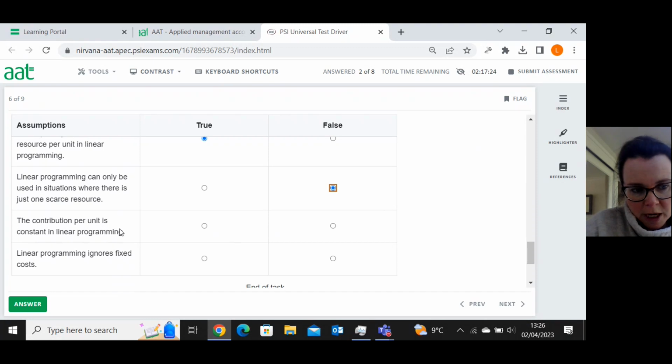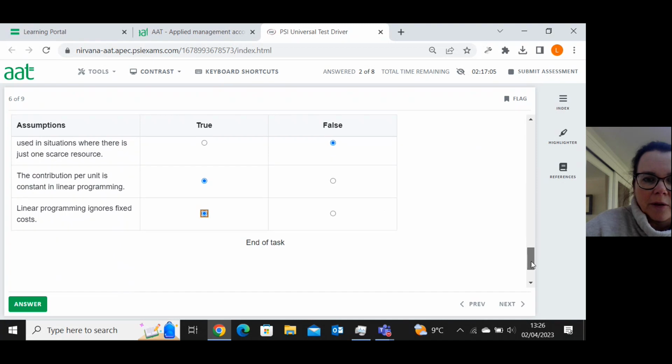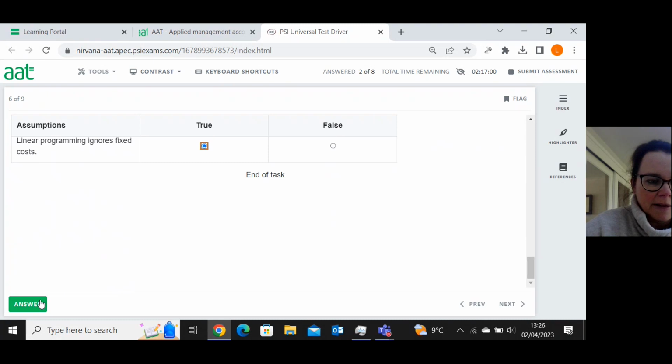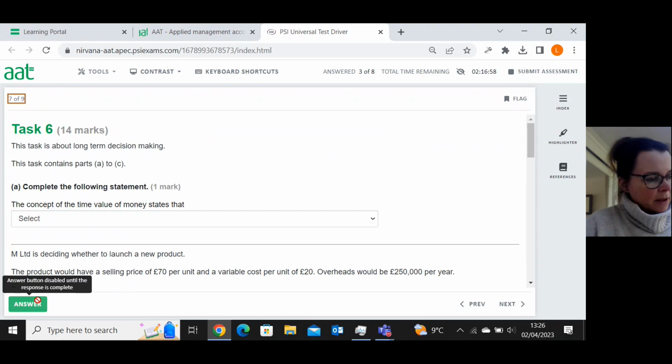The contribution per unit is constant. Yes, again, it's linear, so you're working with straight lines. And linear programming ignores fixed costs. Yes, it's a short-term decision tool, and we ignore fixed costs and focus on the marginal costs. Right, so that's the end of that task.